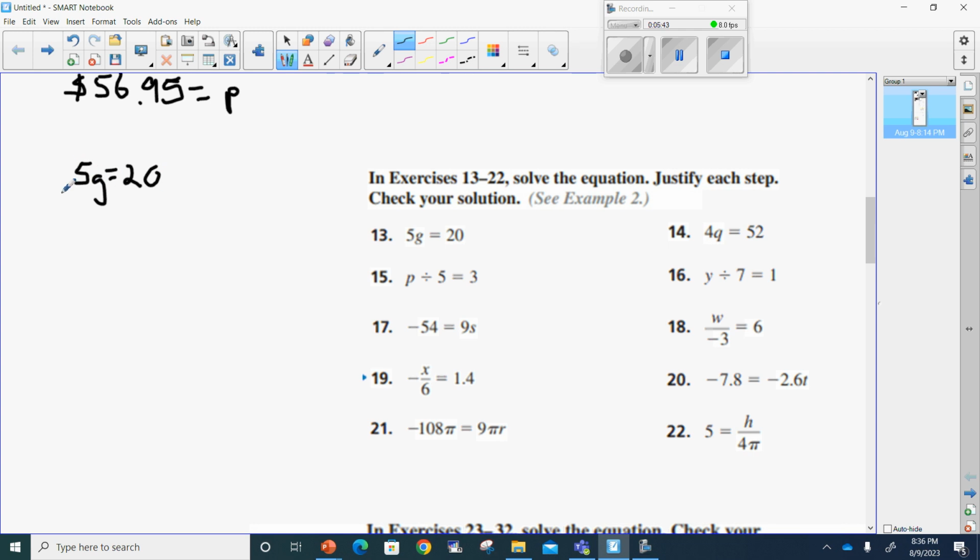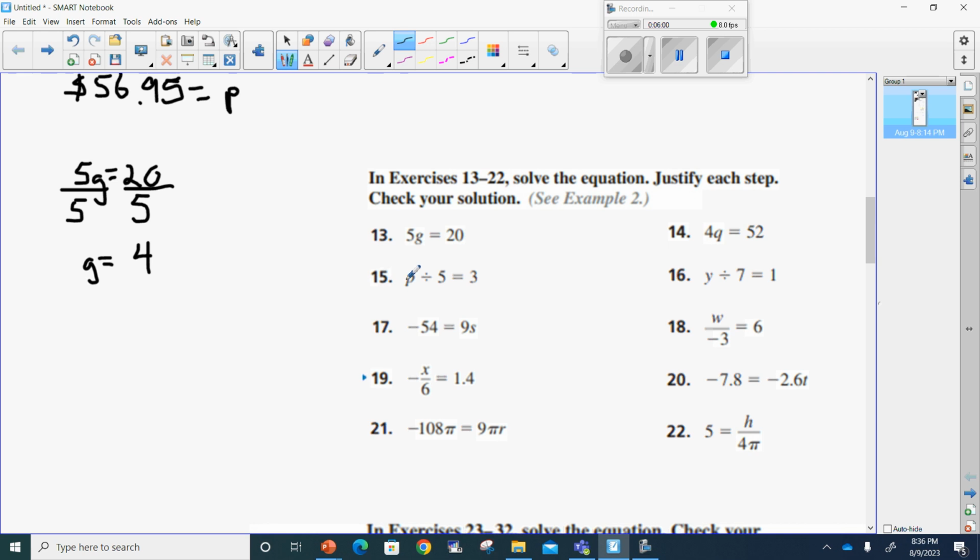5 is being multiplied to g. You need to do the opposite to get it away from it. The opposite of multiplication is division. So we're going to divide 5g by 5. Whatever I do to one side, I do the other. So now I have to take 20 and divide it by 5, and that equals 4. So g has to equal 4.